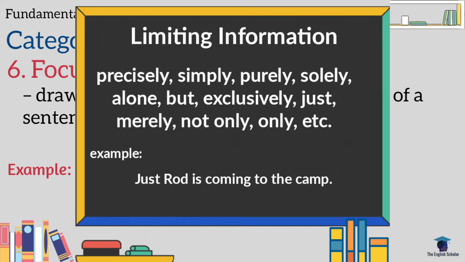Focusing adverbs for limiting information. When we want to emphasize information that presents or shows a limit, we use the following focusing adverbs. We have precisely, purely, simply, solely, alone, exclusively, just, merely, not only, only. Example: Just Rod is coming to the camp. It means that Rod is coming to the camp, but is not bringing a friend, or nobody else is coming to the camp.